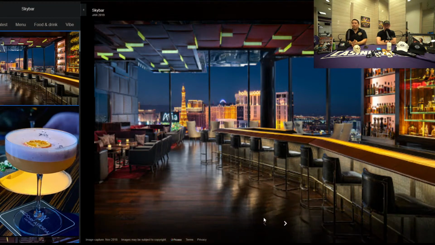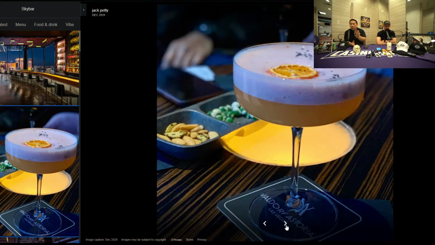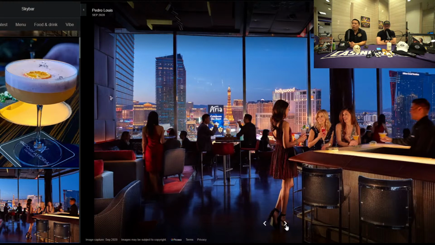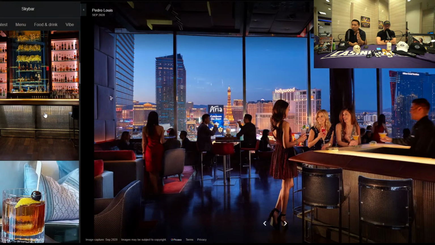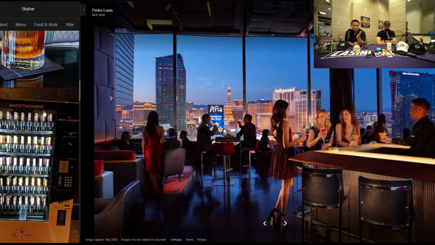Yeah, that's nice. That's the view right there. Chat, tell me what you think about that view. Let's just keep it right there for a second. It's a good view. If you're gonna come to Vegas with that special someone, this is a nice little spot to go. You have a nice cocktail or two, and you just enjoy it.